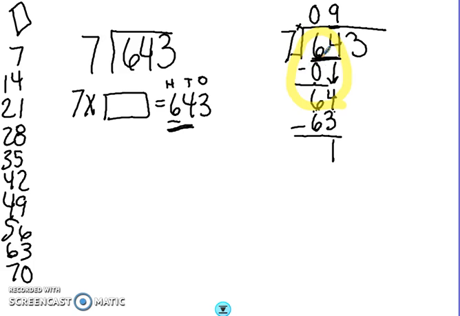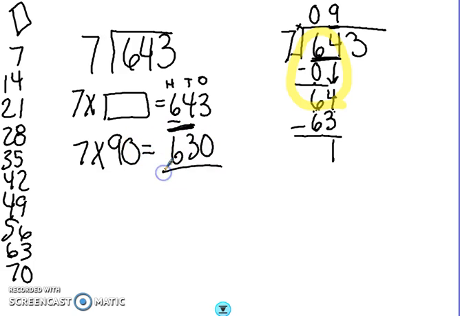So we ask ourselves, can we share 64 tens with 7 cones? Well, sure, of course we can. So I go through my numbers, 7, 14, bop, bop, 21, 28, bop, bop, 35, 42, 49, 56, 63, 70. Oops, I went too far. 7, 14, 21, 28, 35, 42, 49, 56, 63. So I had 9 fingers up. And I know I'm looking for 9 tens because that's in the tens place. So I write 7 times 9 tens, which is 90. And 7 times 90 is 630.